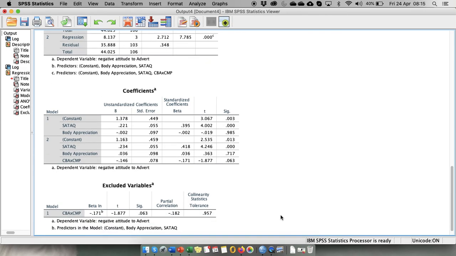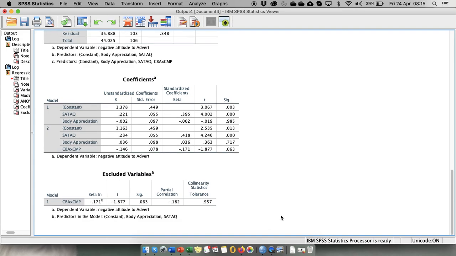To conclude, we can say that there was a relationship between media pressure and negative attitudes to adverts, and body appreciation did not moderate this relationship. And this is basically how you would test moderation using the simple linear regression menu, entering main effects in the first block and the interaction term in the second block.